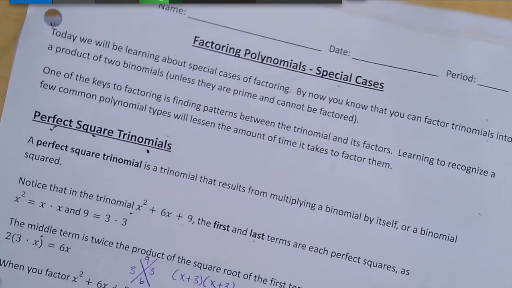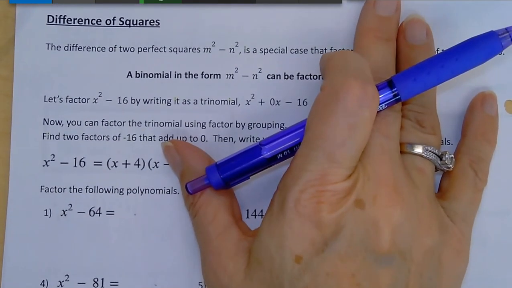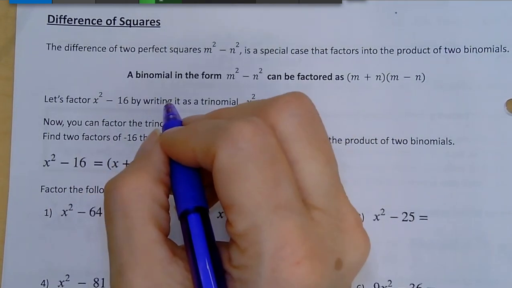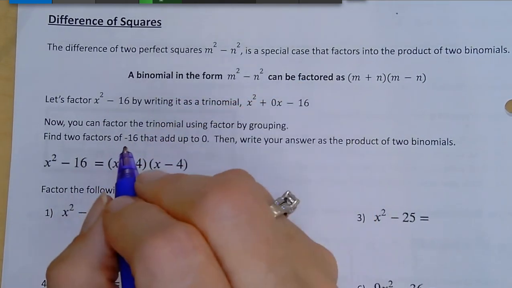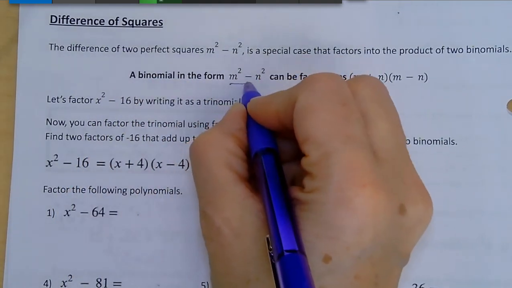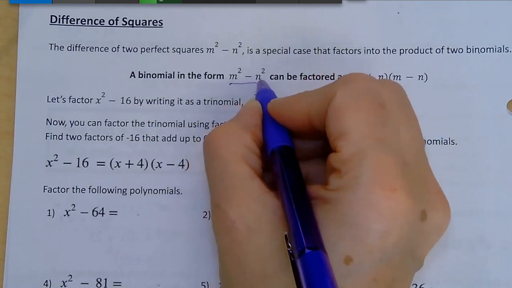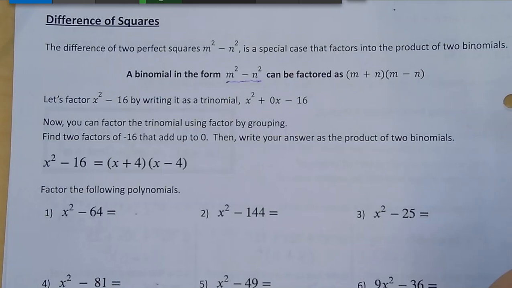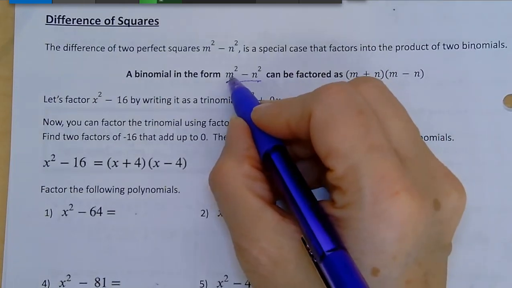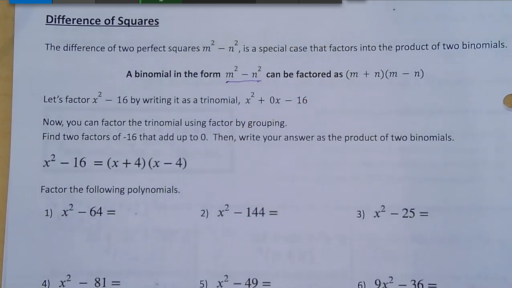Okay, so the next example of a special case is going to be difference of squares. You know difference means subtraction, right? So if I'm looking at difference of squares, I'm subtracting one perfect square from another. All right, so if your binomial has this form, m squared minus n squared, that is a perfect square minus another perfect square. It is a difference of squares. You can break it up into the square root of the first plus the square root of the last, times the square root of the first minus the square root of the last.